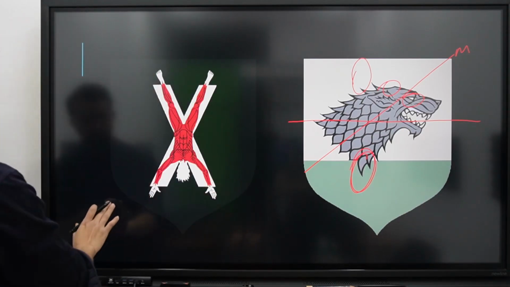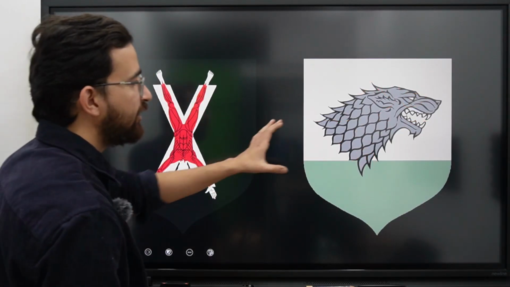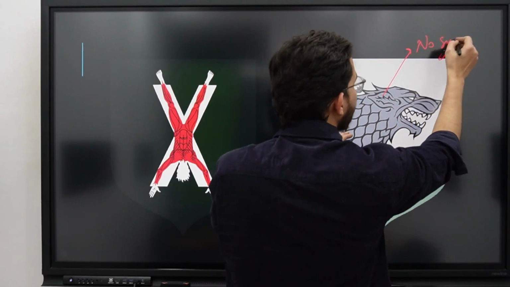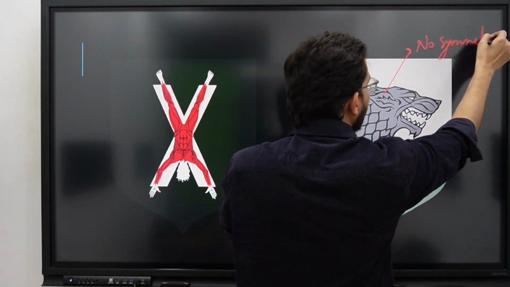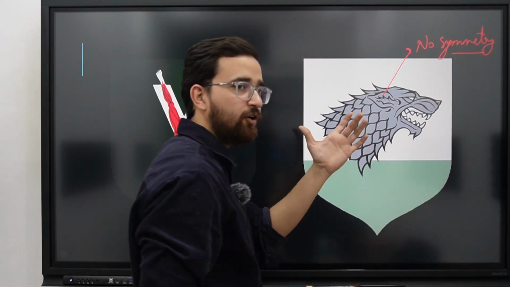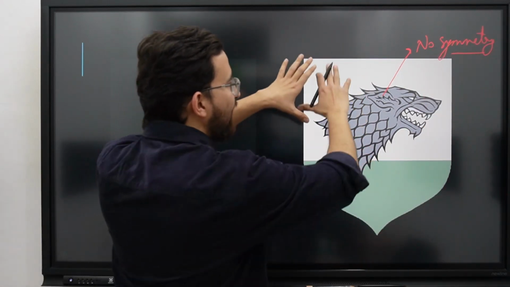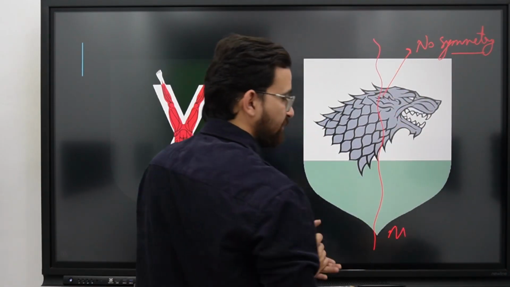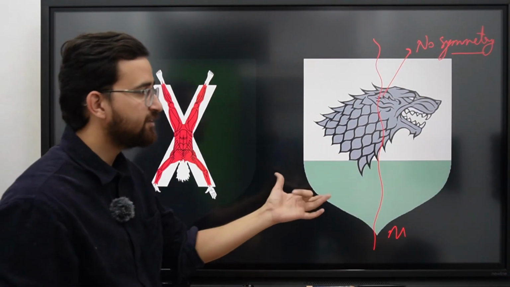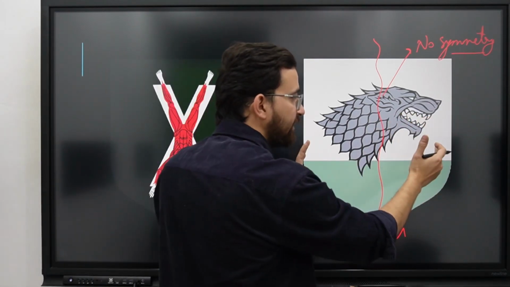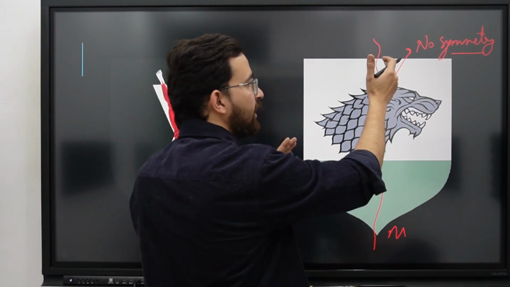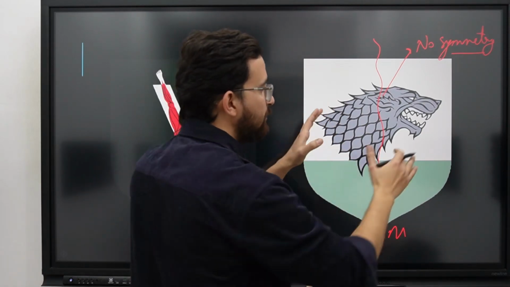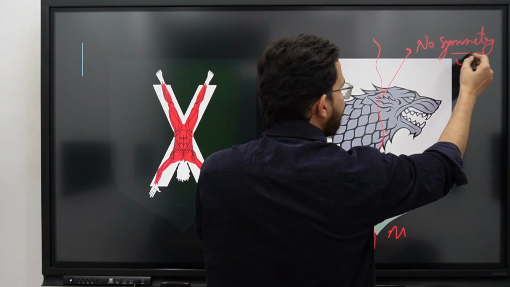So the wolf part of this flag has no symmetry. I cannot see any symmetry. My eye is not able to figure out any symmetry for this wolf, while the flag itself, the back of the flag, had a mirror plane. Now the question is, does this image in its entirety have any symmetry going on? The answer is no. This image in its entirety has no symmetry.